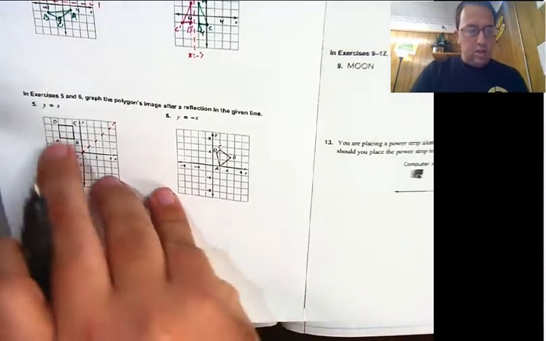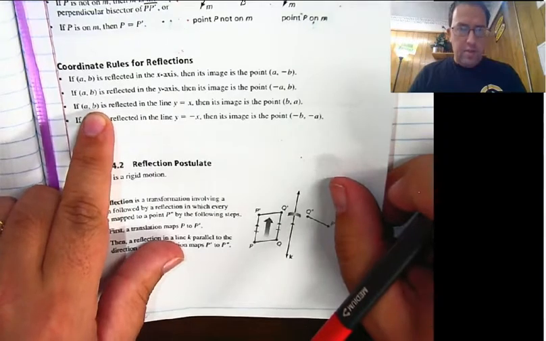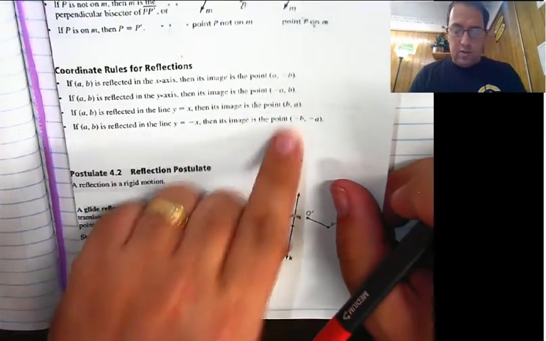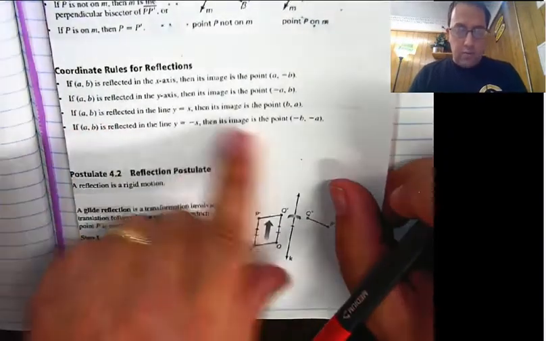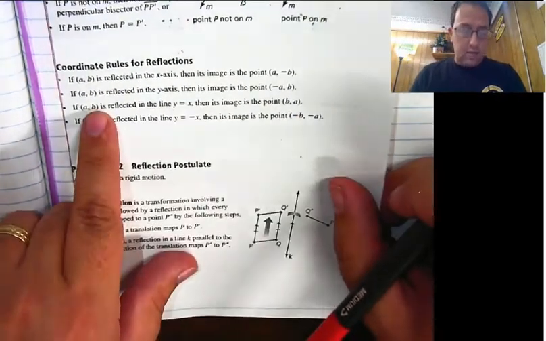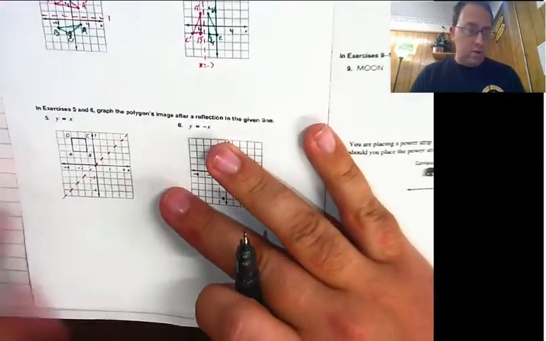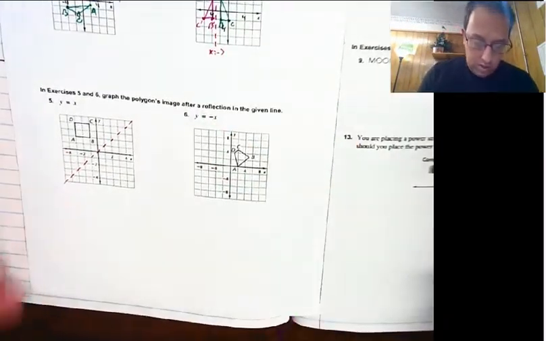And let's take a look at our rule. Our rule for this, if AB is reflected over y equals x, then it turns into BA, because y equals the x, and x equals y. That is basically all that's happening here. So we're just inverting the points.